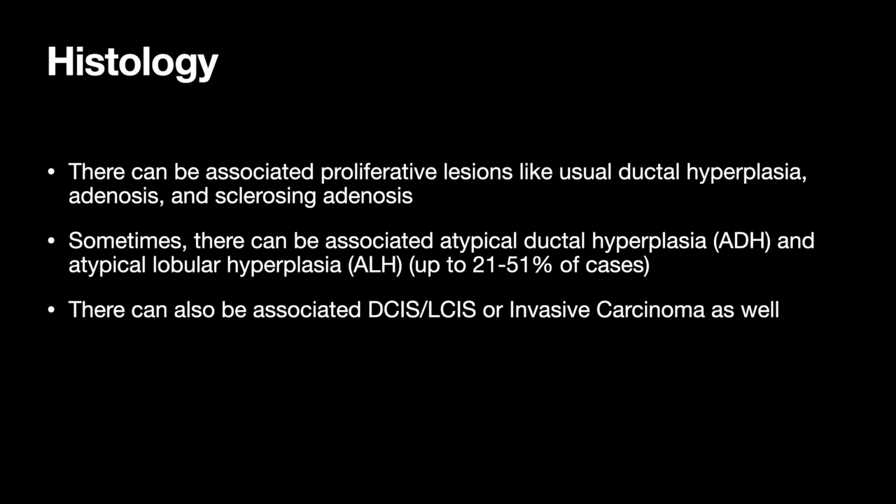There can be associated proliferative lesions like usual ductal hyperplasia, adenosis, and sclerosing adenosis. Sometimes there can be associated atypical lesions like atypical ductal hyperplasia (ADH) and atypical lobular hyperplasia (ALH), in up to 21 to 51% of cases. And there can also be associated DCIS, LCIS, or invasive carcinoma as well. That's to say, however, that complex sclerosing lesion and radial scar in and of itself is benign. It's just that you can get associated precancer or cancer lesions with it.